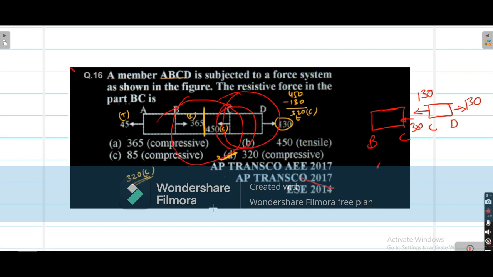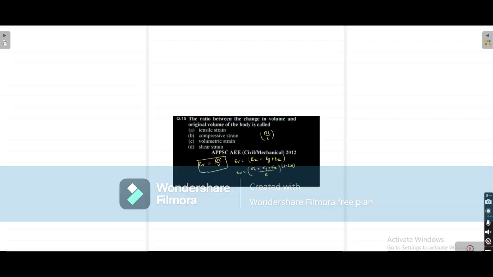We just give the free body diagram of individual sections. So if 320 is applied on one side, 320 will be applied on this side too. And what is the direction of that force? That is nothing but compressive in nature. The bar is compressed, so the BC bar is compressed, so ultimately the answer will be 320 compressive. I hope you all understood.